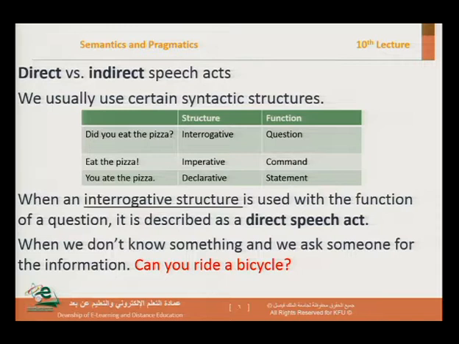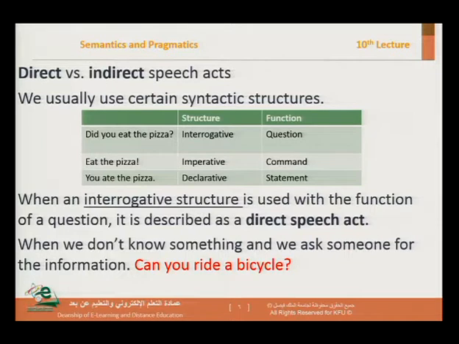If someone says, eat the pizza, that's an imperative, we say that in syntax. And it's functioning as a command. He's basically ordering you to eat the pizza, okay? The function here is a command. Also, if someone just declares, you ate the pizza, it could be just a statement. What do you feel about these sentences? They're very direct, right? They're not vague. Question, command, and statement.